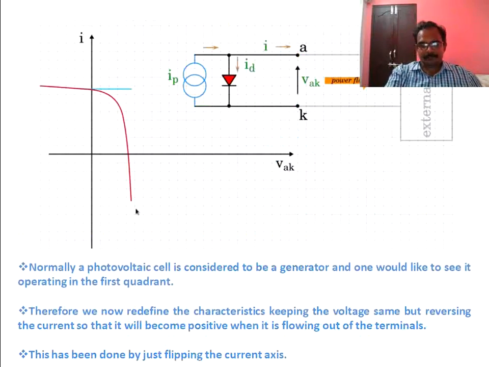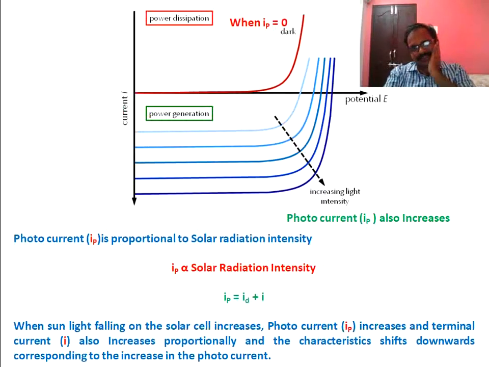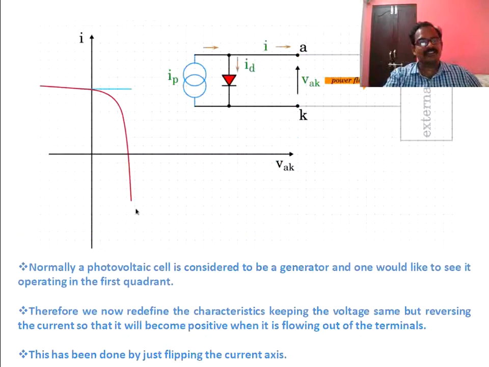But one thing, as you see this diagram, are you psychologically comfortable with this diagram? Generally, as human beings, we all have an affinity towards the positive quadrant. We understand things in the first quadrant only. If it is in the fourth quadrant, it's very difficult to understand. So for convenience, for our purpose, we are just now flipping the axis. That is, the voltage axis is the same.